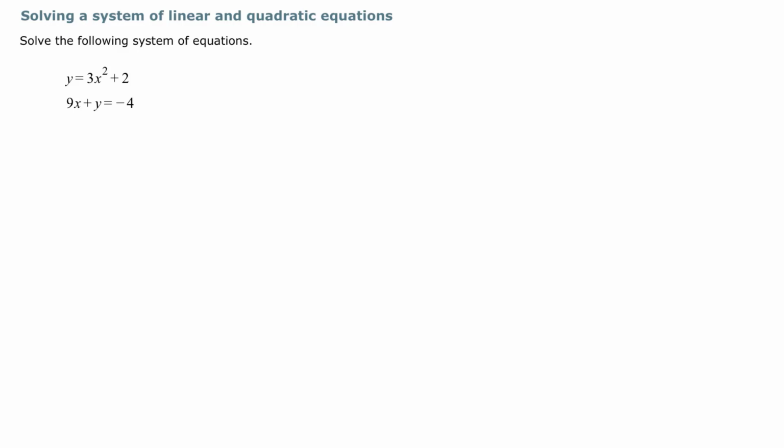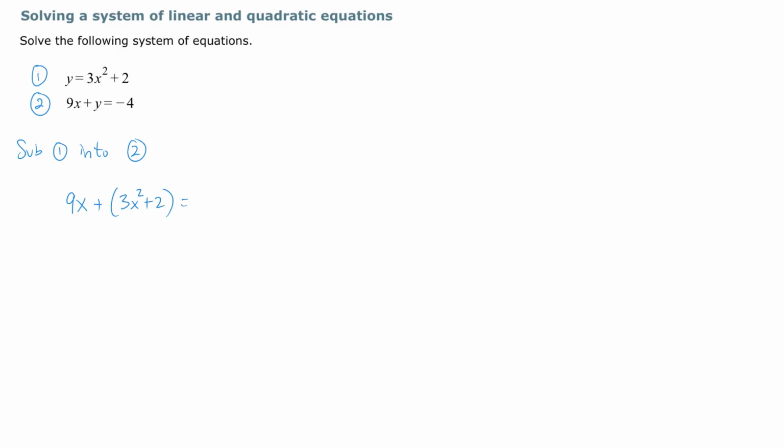I'm going to go ahead and label this as equation 1 and the second equation as equation 2. We're going to sub 1 into 2. And what do I mean by that? Every time you see a y in equation 2, you're going to write parentheses 3x squared plus 2, right?